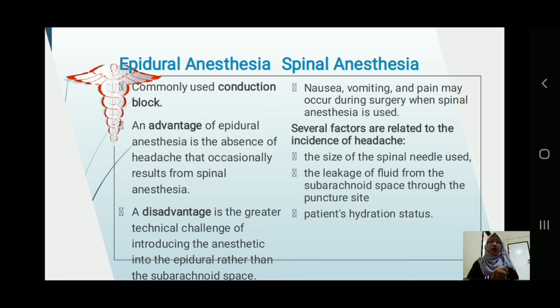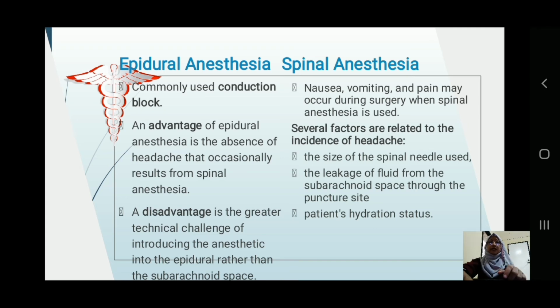So for epidural anesthesia, the goal is to provide analgesia, or pain relief, rather than anesthesia, which leads to total lack of feeling. Epidural blocks the nerve impulses from the lower spinal segments, and this results in decreased sensation in the lower half of the body.